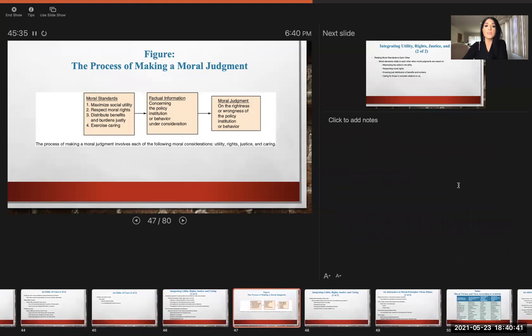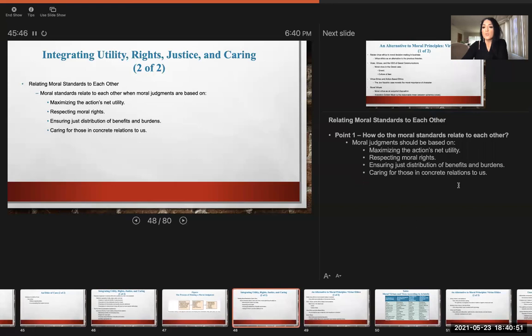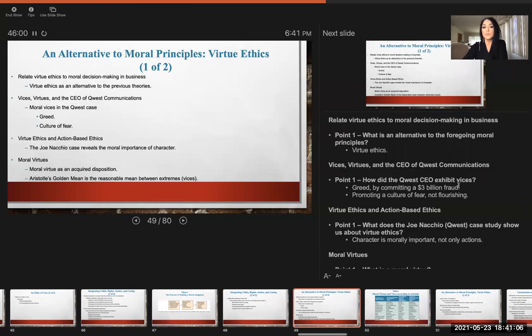Here is the process of making a moral judgment. You can pause the video if you choose, as it is listed there for you, but you'll see moral standards, factual information, and moral judgment. Now, the second step: how do moral standards relate to each other? Well, moral judgment should be based on maximizing the action's net utility, respecting moral rights, ensuring just distribution of benefits and burdens, as well as caring for those in concrete relations to us.